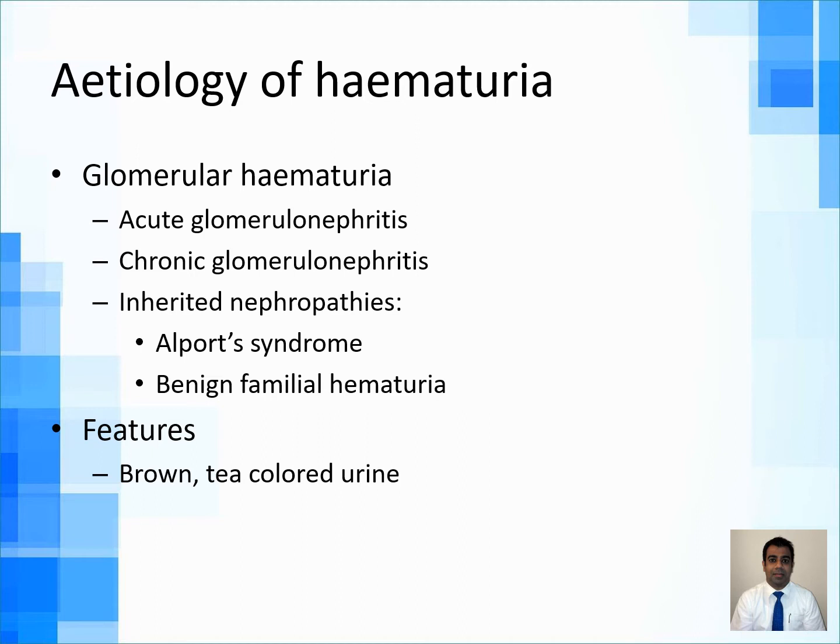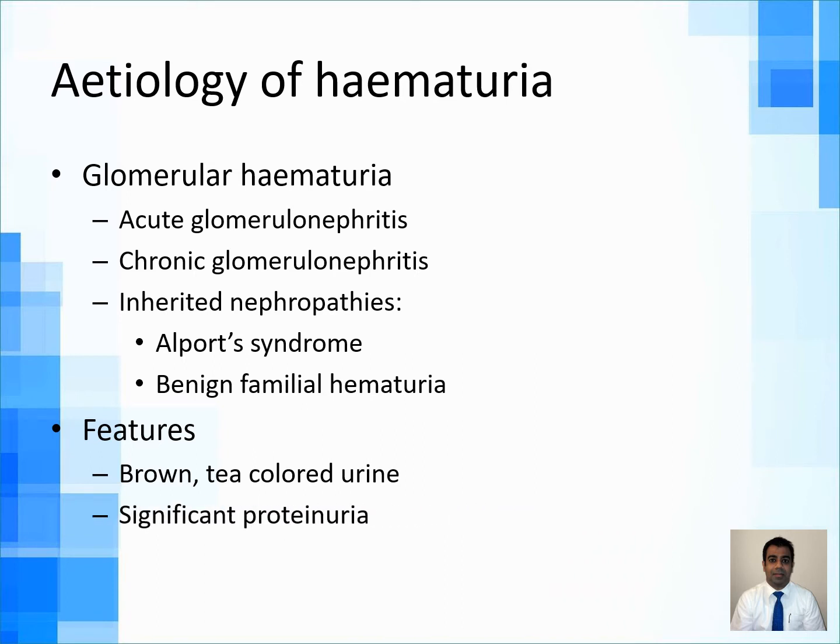So remember that the differentiation between glomerular and extraglomerular hematuria is extremely important, because there's a completely different set of investigations that needs to be done for each of the two entities. If it's a glomerular cause, your investigations are completely different from when it is an extraglomerular cause. So this is extremely important.